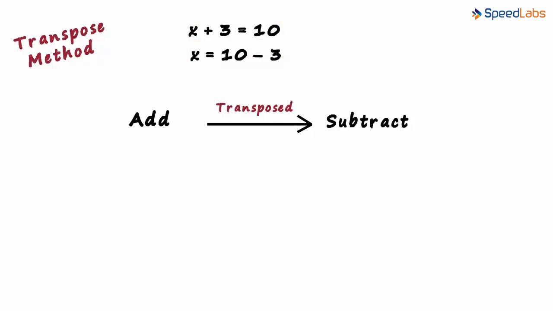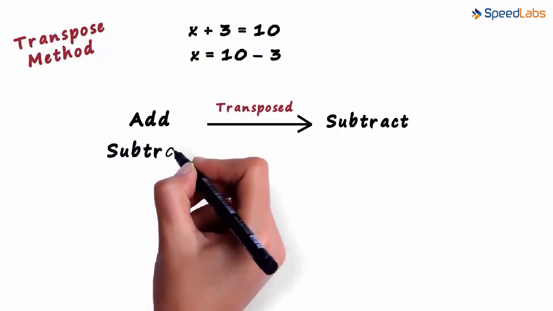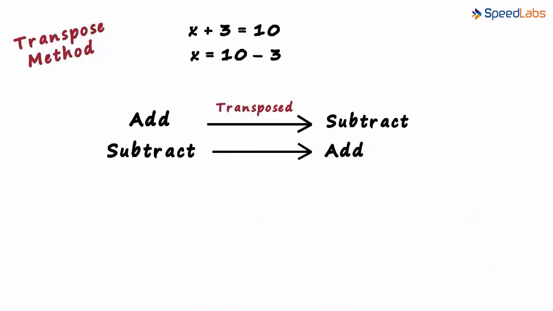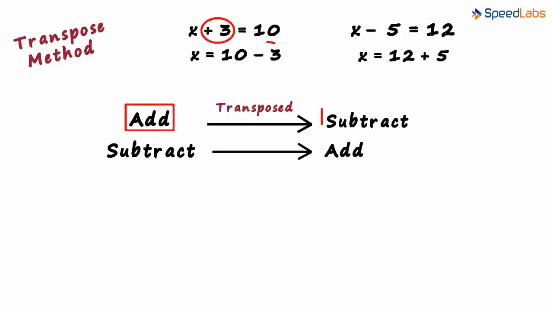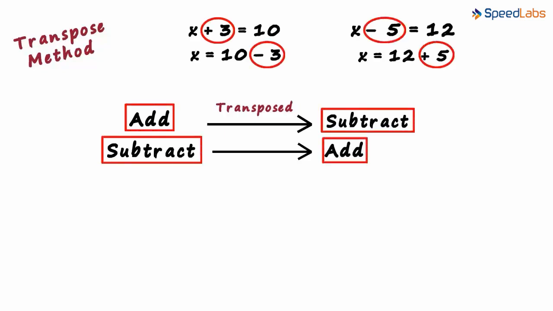The second concept says that if a term is subtracted on one side, we can transpose it to the other side by adding it. If the equation was x minus 5 equals 12, we would have transposed 5 to the right-hand side and added it to 12. The equation would then be x equals 12 plus 5. So here 5 was an existing term that was subtracted. We transposed it to the other side by adding it. This concept is valid for addition and subtraction of terms. When a term is transposed to the other side, addition becomes subtraction and subtraction becomes addition.